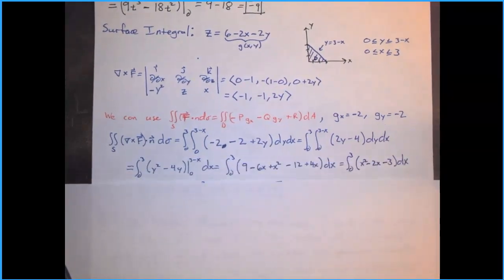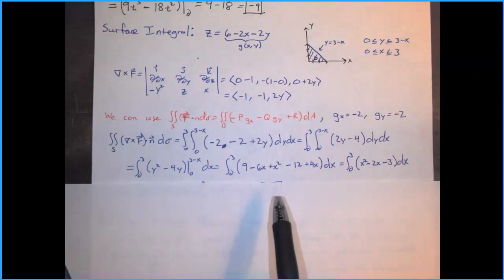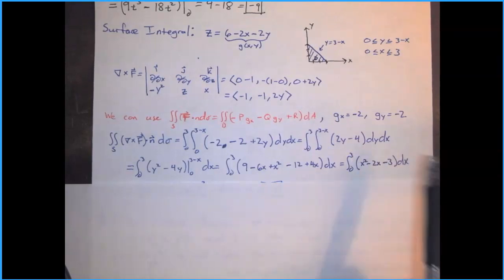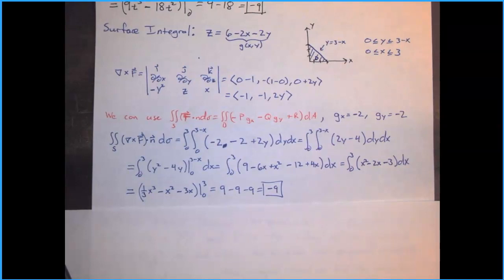So if I integrate with respect to y, I get y squared minus 4y. Then I have to plug in 3 minus x and 0, but everything disappears when I plug in 0. So 9 minus 6x plus x squared is 3 minus x squared. Minus 12 plus 4x is negative 4 times 3 minus x. I combine like terms. I just need to integrate this polynomial. And I get 1/3 x cubed minus x squared minus 3x. I plug in my bounds and I get 9 minus 9 minus 9, which is negative 9. So I get the same answer, and I should, because Stokes' theorem says I should.